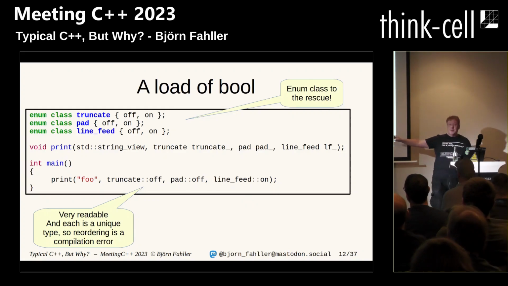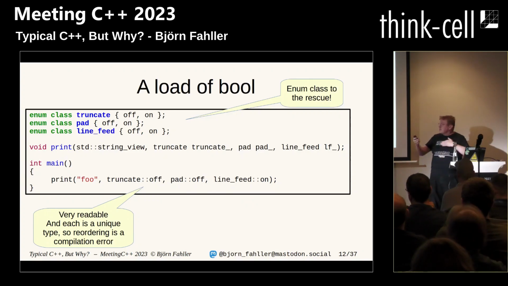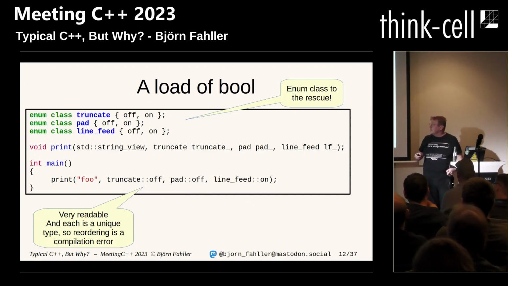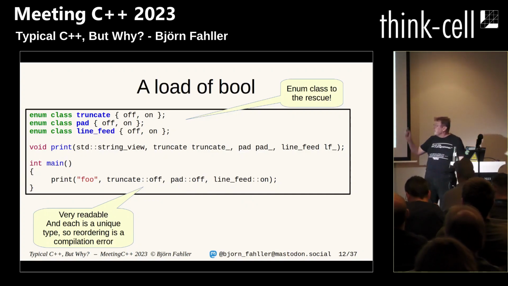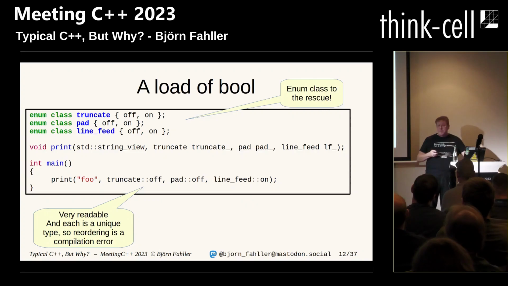It's a bit verbose, I admit, but it is clear. Actually, I think this is a kind of verbosity that is good because it adds information, it adds clarity. And since they are distinct types, if you accidentally rearrange these, truncate off and pad off, for example, you will get a compilation error because they are not interchangeable types.